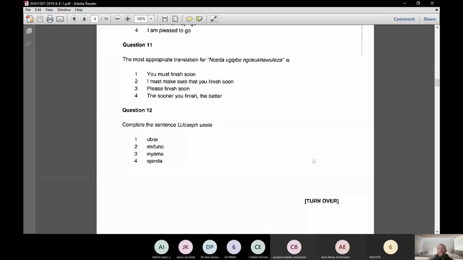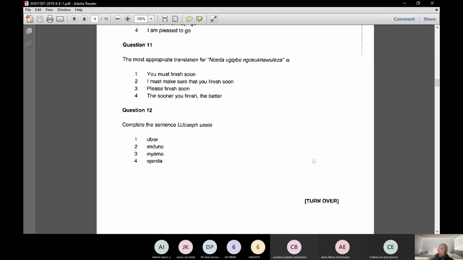Okay, let me give you this one clue. Ubisi is from a cow, and inyama is from a cow. So we can rule out number 2 and number 4. Isn't ubisi milk? One of the two is milk, and the other is meat. Which one is meat? Which one is milk? Okay, number 3 is meat. Inyama is meat. So if number 3 is meat, that would mean ubisi is milk.